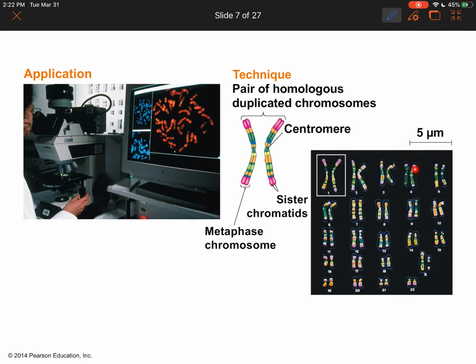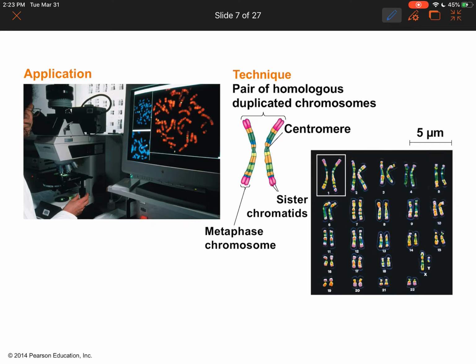So first of all, over here on the right, this is a karyotype, okay? And you see this is from a human. There's chromosome pair number 1, 2, 3, 4, 5, and so on, all the way down to number 23 right here, which in humans are the sex chromosomes. So these chromosomes came from a male. We know that because there's an X chromosome and a Y chromosome right there.